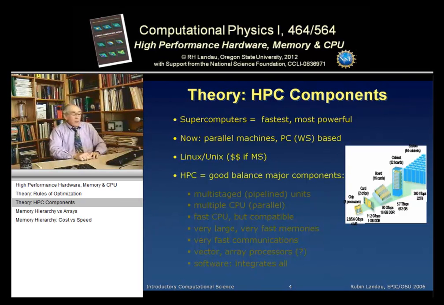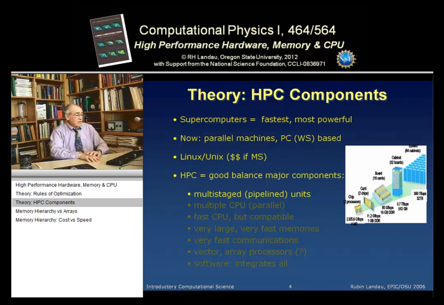Okay. What makes a high-performance computer good for science, what makes really a supercomputer, is that it's not just the fastest components you can buy, but it's a blend. It's a good balance between all the major components. And as we'll see when we talk about the details shortly, you don't just boost every component up to the major speed. Everything has to be balanced.